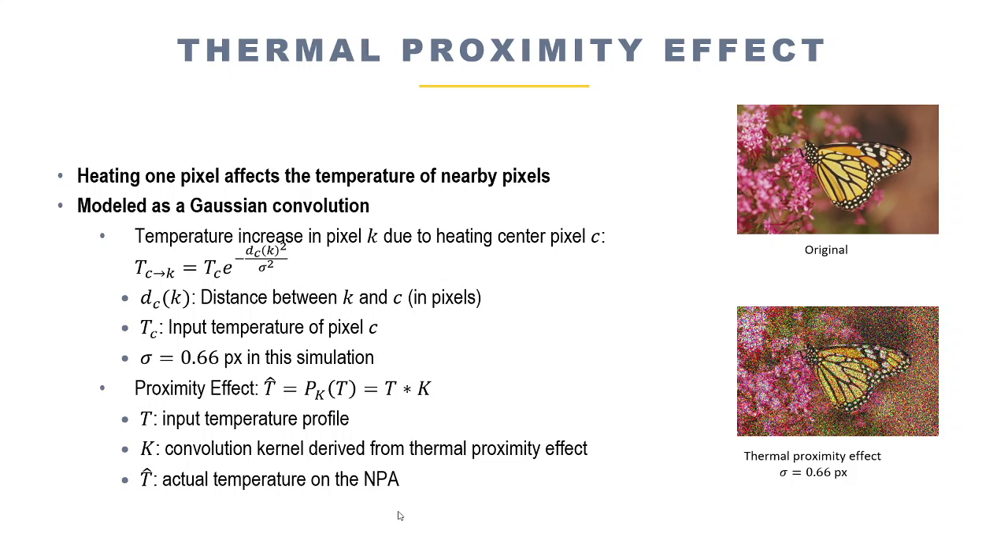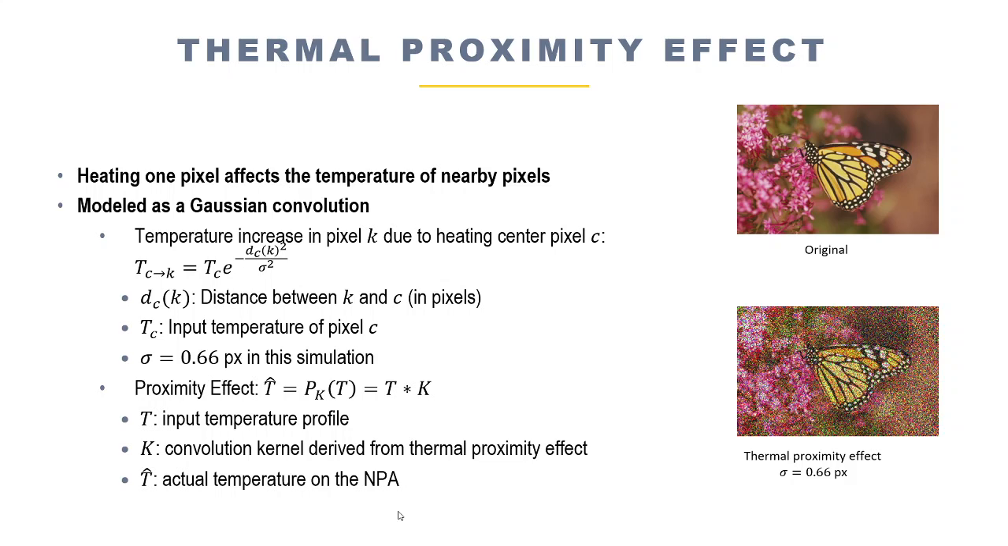This thermal modulation leads to the thermal proximity effect, which put simply is the phenomenon where heating one pixel affects the temperature of nearby pixels. We model the thermal proximity effect as a Gaussian convolution. The severity of the proximity effect is represented by sigma. Larger sigma indicates more severe proximity effects. Our NPA design has sigma equal to 0.66 pixel. Other NPA designs may have different sigma values.